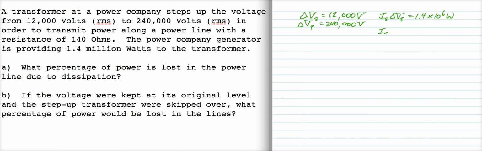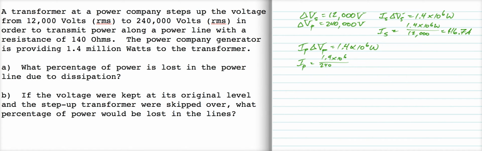And with that power, that gives us a current going into the transformer of 116.7 amps. And then as far as the output, that has to be the same. The output from the primary must also be 1.4 times 10 to the 6 watts, and so the primary output current must be 5.83 amps. Okay?